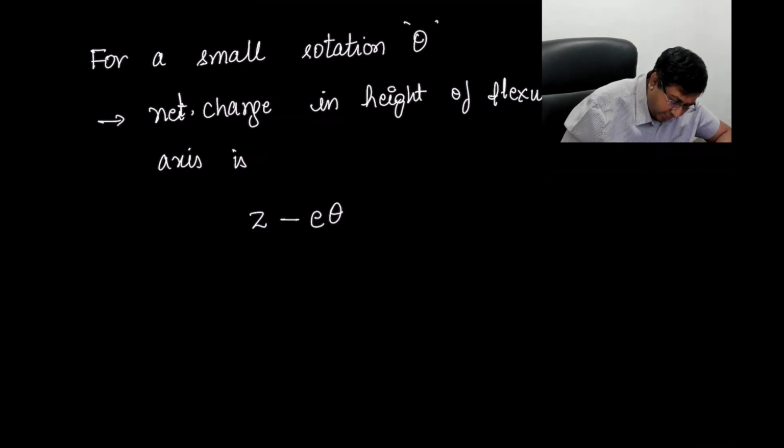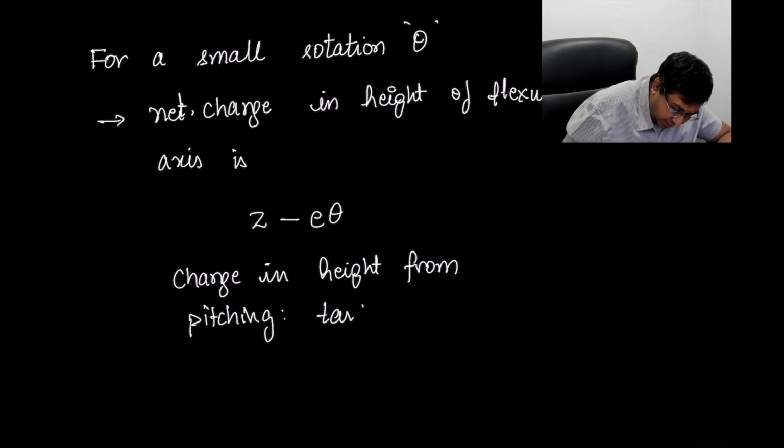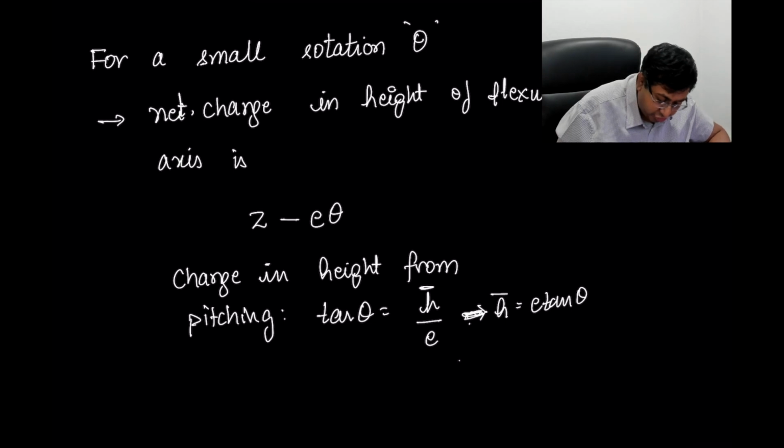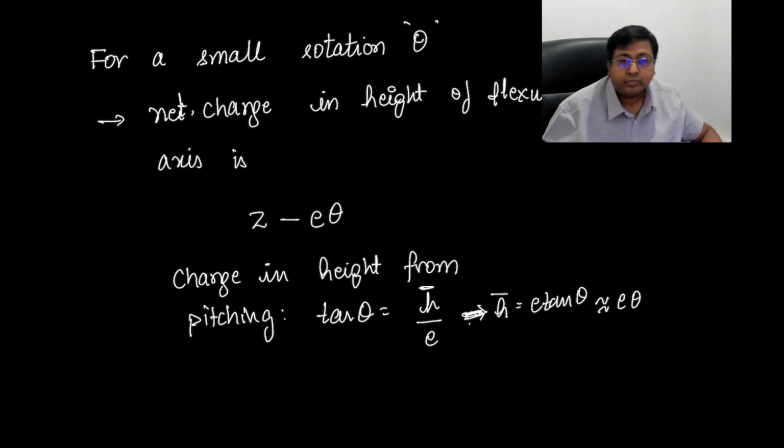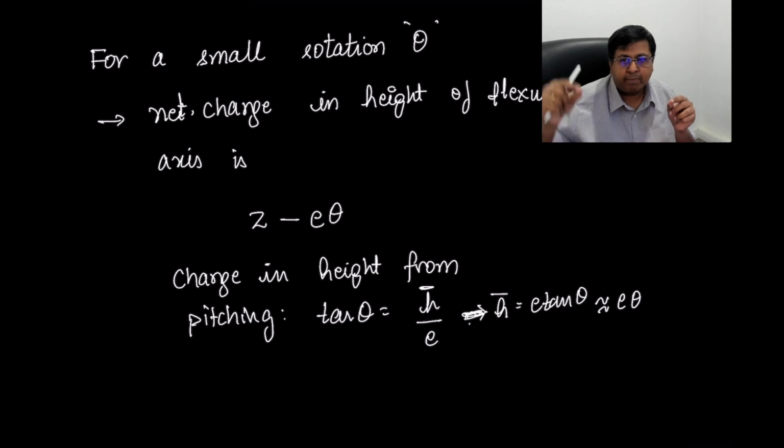Or in other words, we are approximating the change in height because of pitching as tan theta equal to some h bar divided by E, which implies h bar is nothing but E tan theta. Since we are assuming very small rotations, that's approximately equal to E theta. And z is the downward direction. We are assuming theta is in the counterclockwise direction, so E theta is the upward direction, so the net change is z minus E theta.